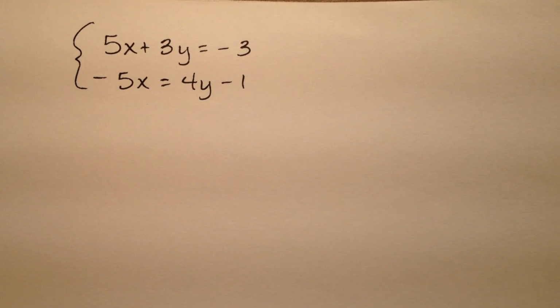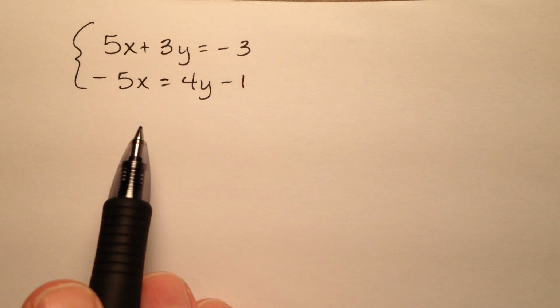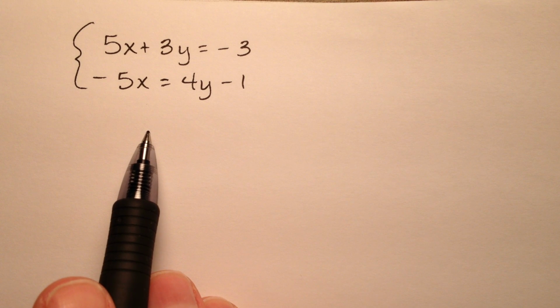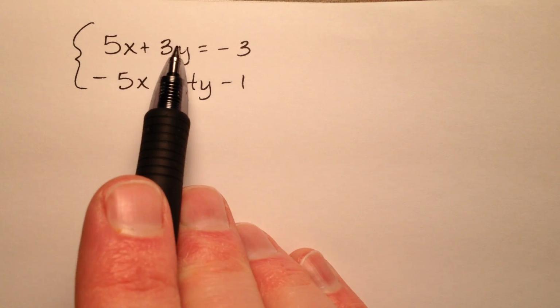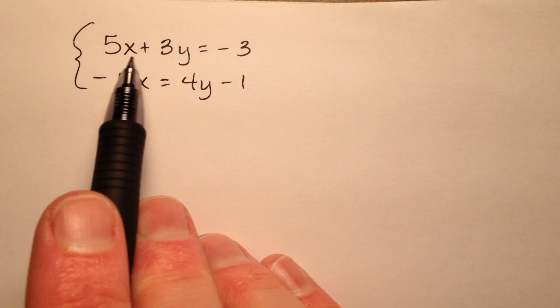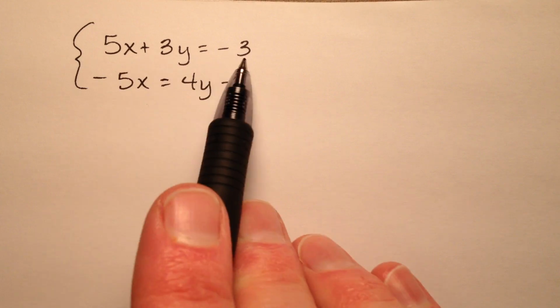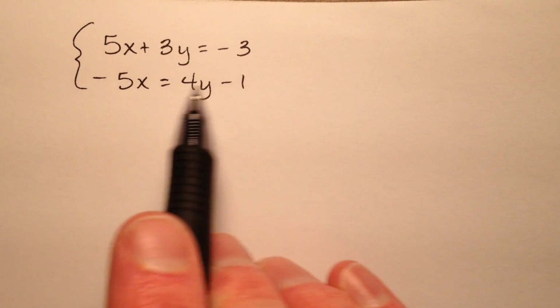In this example, we're going to solve this linear system by elimination. So the first thing to do is make sure that the equations in the system are written in standard form. So that is x, y equals a number. Well, it appears like the first equation is, but the second equation is not.